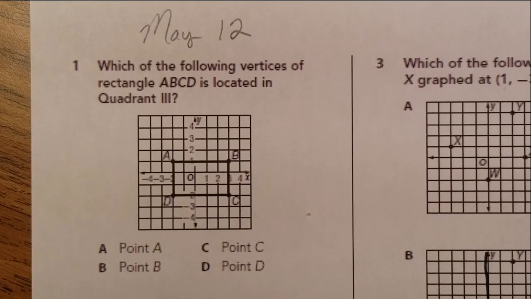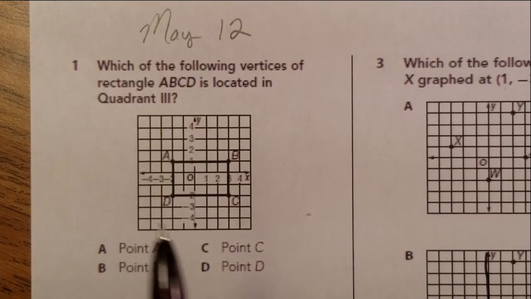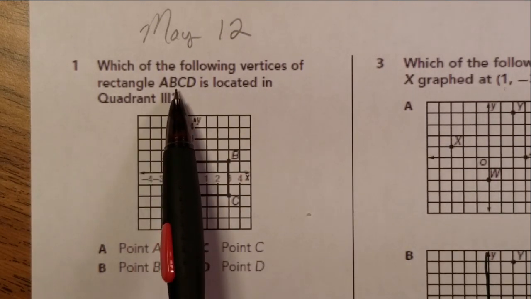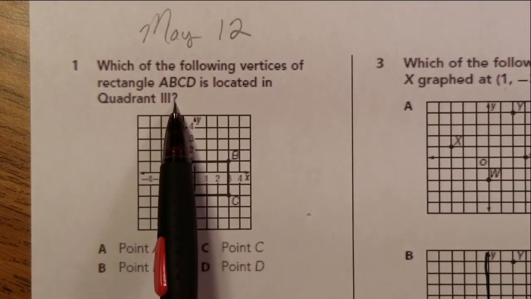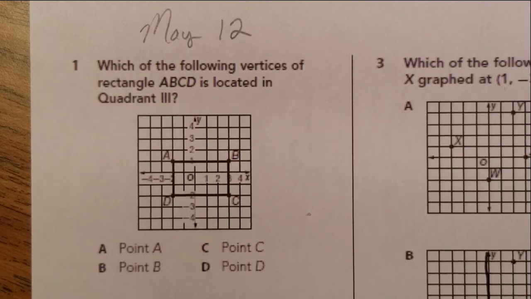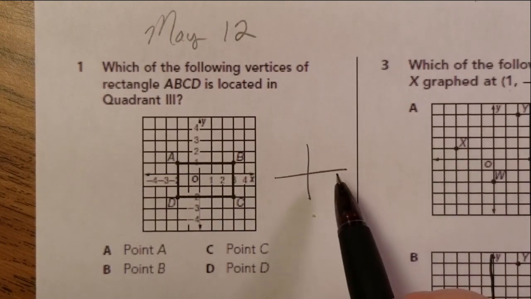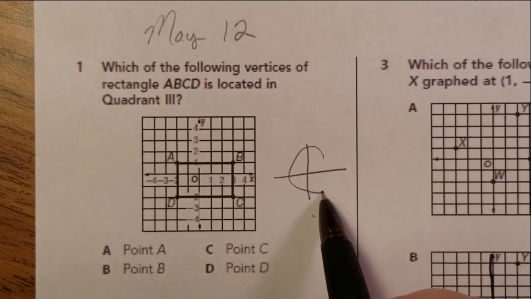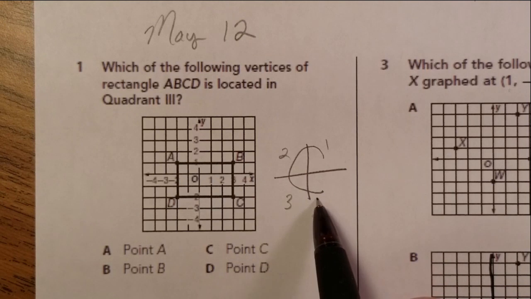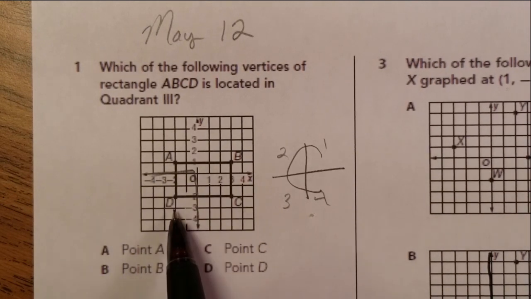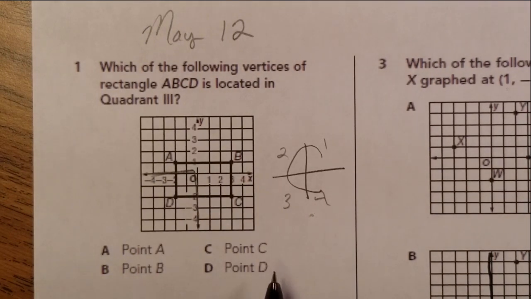Okay, so these are the math problems for May 12th on Tuesday. Here it says, which of the following vertices of rectangle A, B, C, D is located in quadrant 3? So we need quadrant 3. If you remember on the coordinate grid, if you draw a C around it, it's 1, 2, 3, 4. So we want what's down here in this quadrant, which is D. Luckily, point D is also letter D.